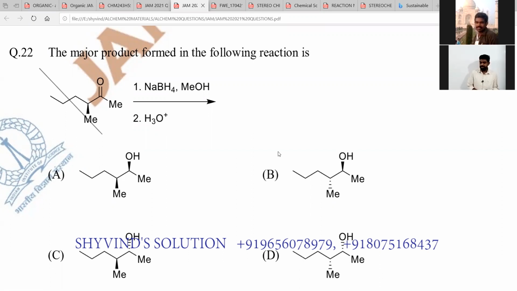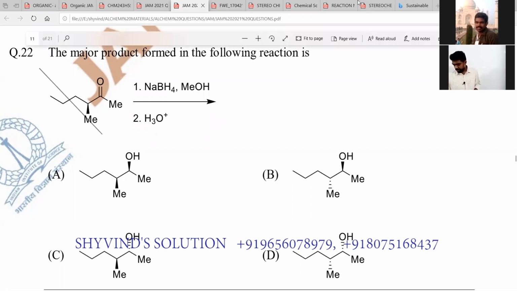So this is question number 22. This question is also not from our syllabus. Actually, this is from the GATE/NET syllabus, and this particular reaction is based on the Felkin-Anh model. Let's see how to do this. The major product formed in the following reaction is, this is the question. So let's see how to do this question.